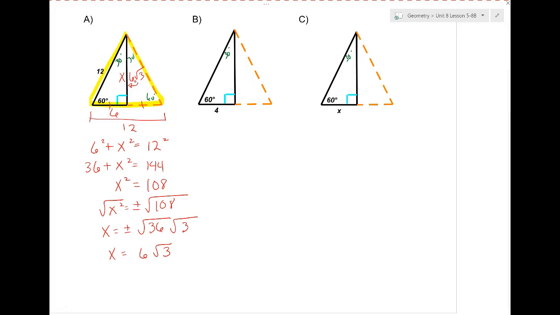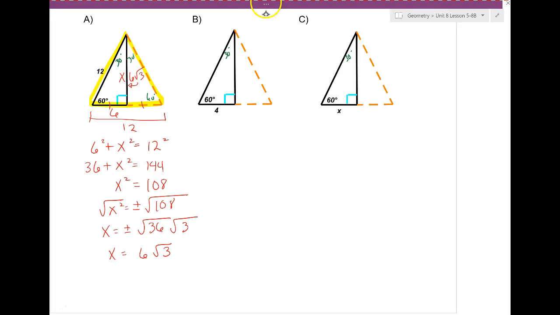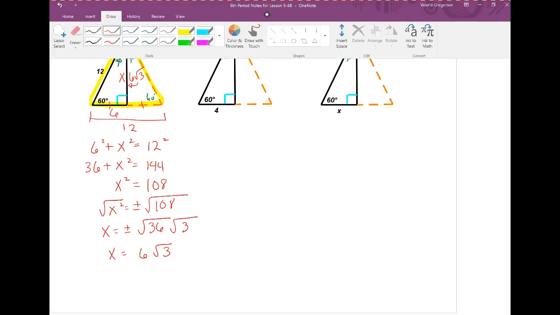All right. Kind of see a pattern a little bit? All right, let's try another one. Doing the exact same thing, we're just starting with a different side of the 30, 60, 90 triangle.